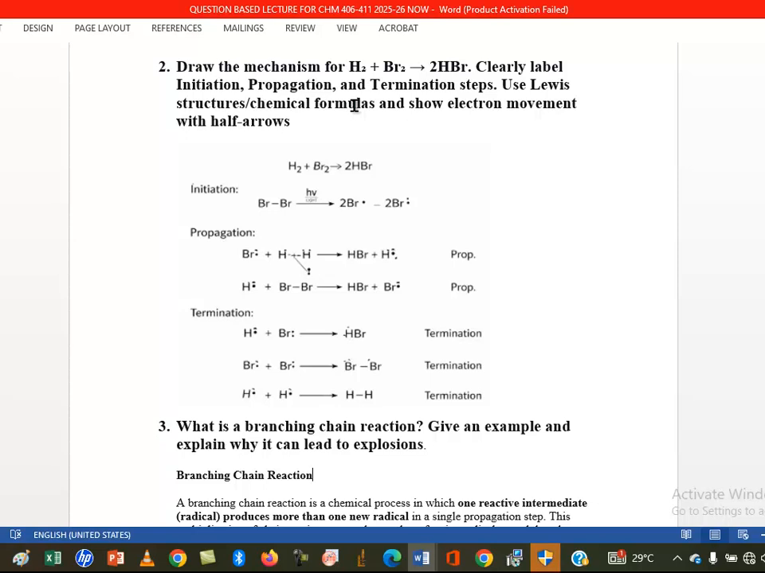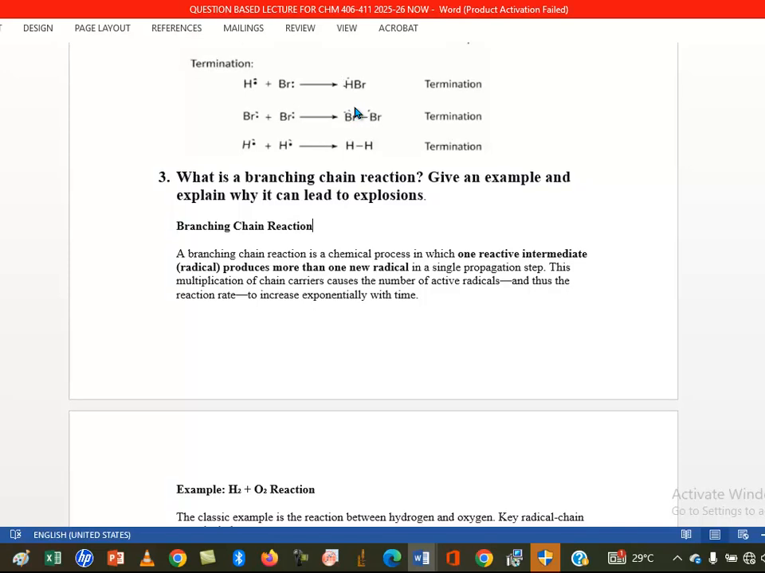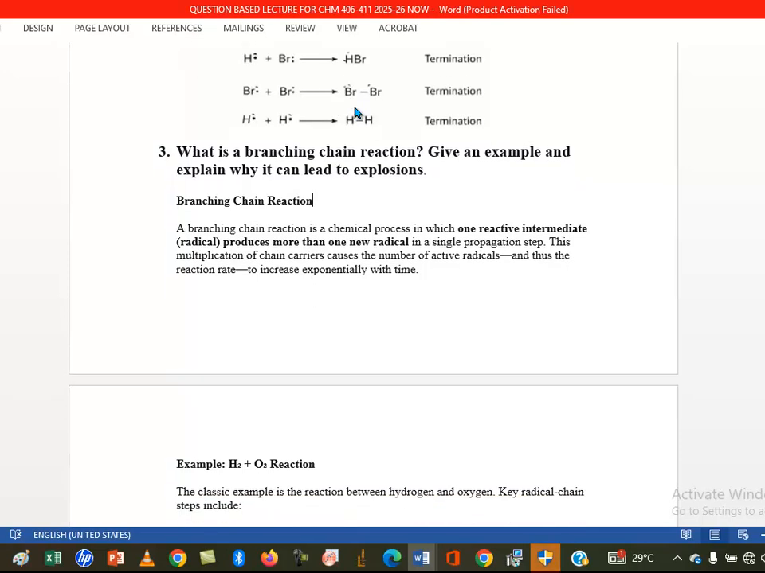Now to the next one. What is a branching chain reaction? Give an example and explain why it can lead to explosions. So 1, branching chain reaction. 2, example. 3, why it can lead to explosion. So 3 questions in one.